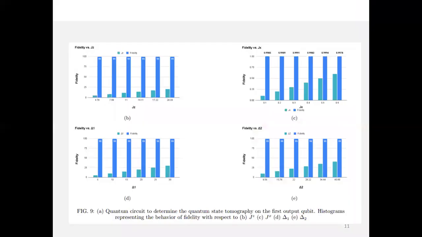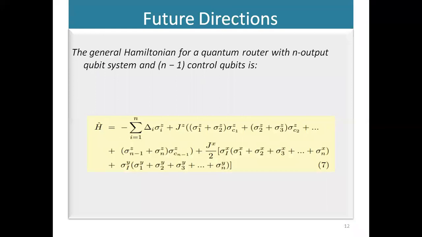So these were the results in this paper. Now, as a future direction, if we want to do further work, we can generalize the scheme for an n output qubit system. Then we have to modify the Hamiltonian for the n output qubit system, where the control qubits will be n minus 1, right? For example, in our case, we have two output qubits, so the control qubits were n minus 1, that means 2 minus 1. We had one control qubit in our case, right?